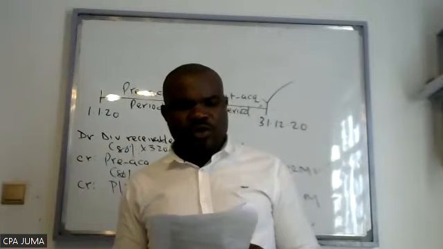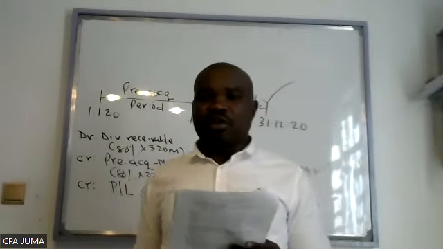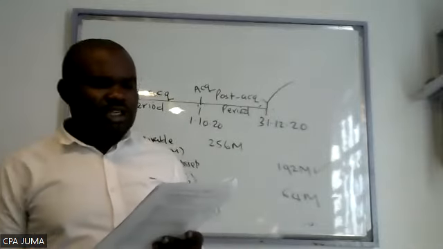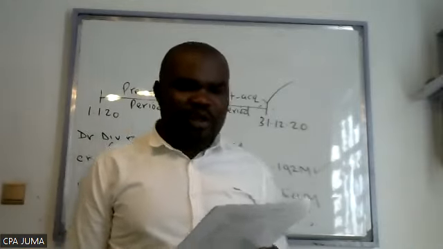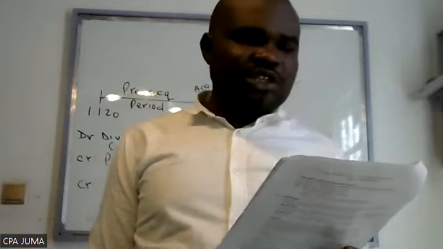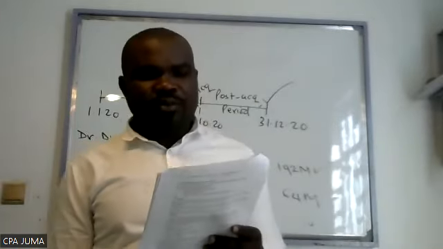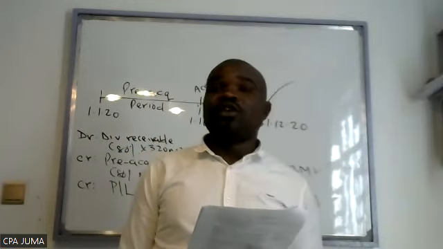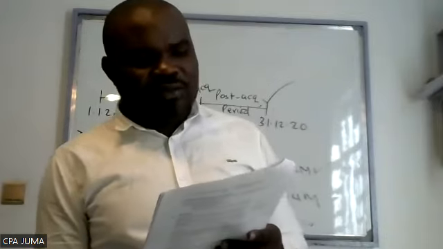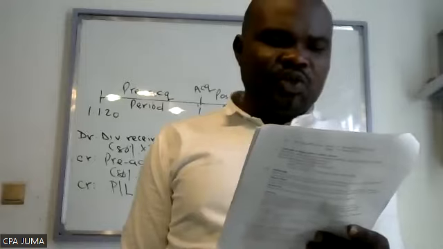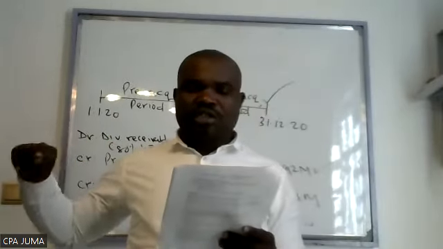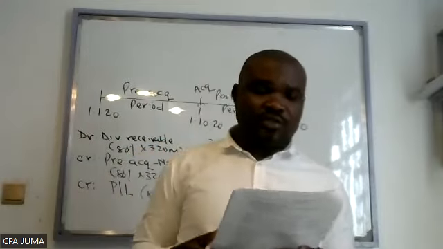So IAS 28/IFRS 11, associates and joint arrangements. The objective of IAS 28 is to prescribe the accounting for investment in associates and to set out the requirements for the application of the equity method when accounting for investment in associates and joint ventures. IAS 28 applies to entities that are considered to be associates or joint ventures.